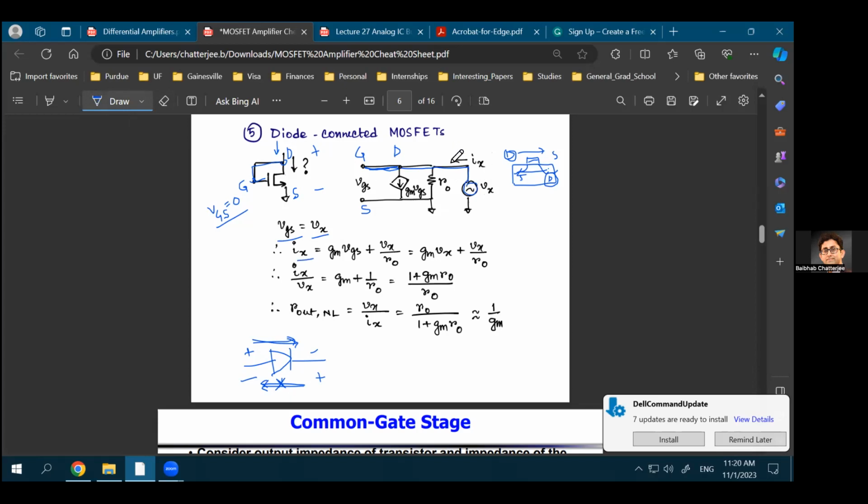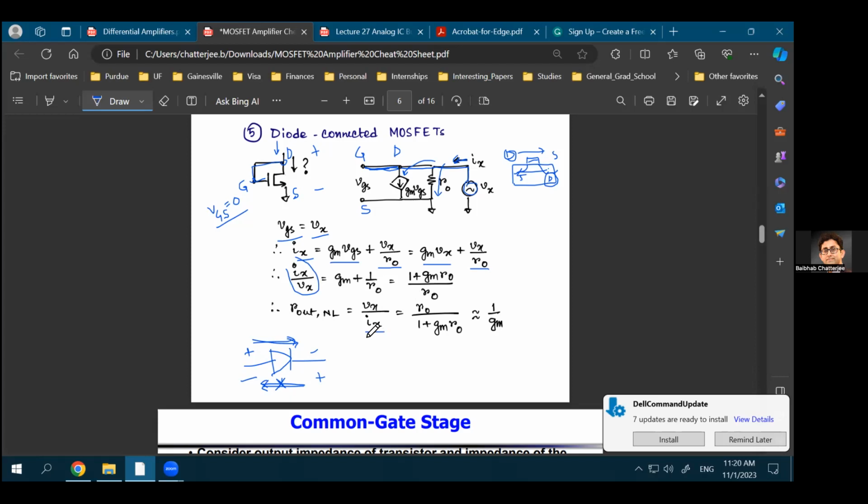Now you can write your Ix, the current that is going inside the transistor. That current that goes in gets divided into two branches. One flows through the gm VGS source, so the current is equal to gm VGS, and the other one flows through the RO resistance. So Ix will be equal to gm VGS plus Vx divided by RO. So you have gm times Vx plus Vx divided by RO. Now you have an equation where you have only Ix and Vx. So you can find out Ix divided by Vx or Vx divided by Ix, in whatever form you want.